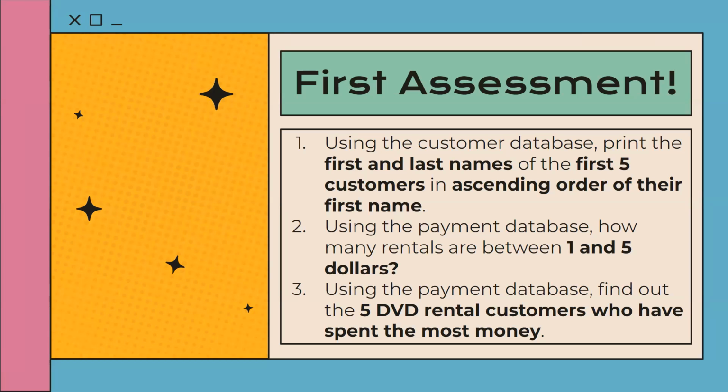For the second question, you guys are supposed to use the payment database, and find out how many rentals are between $1 and $5. So yeah, you can use the between keyword for this. For the third question, you guys are supposed to use the payment database again and find out the 5 DVD rental customers who have spent the most money. So obviously you have to return the 5 top standing, so the 5 highest value rows. So you can think about how you want to order the rows.